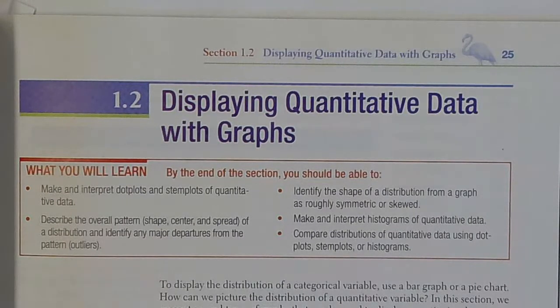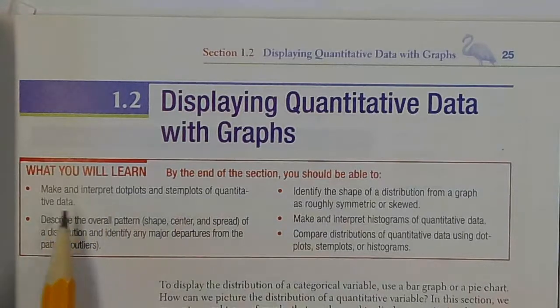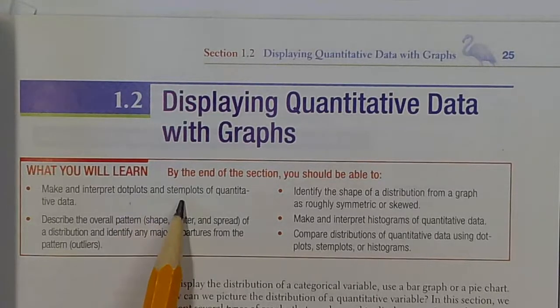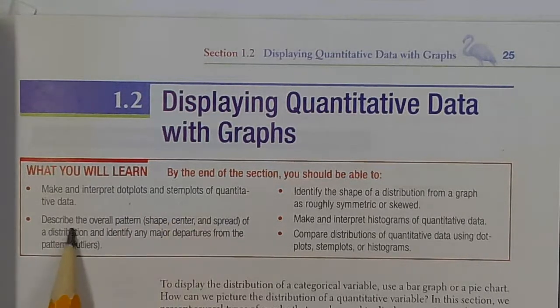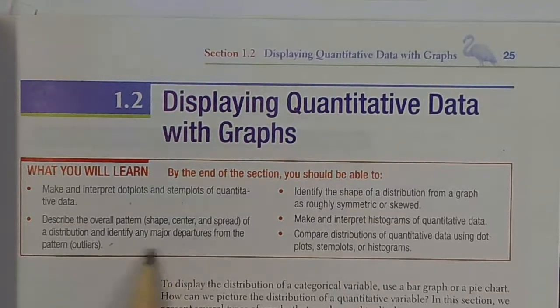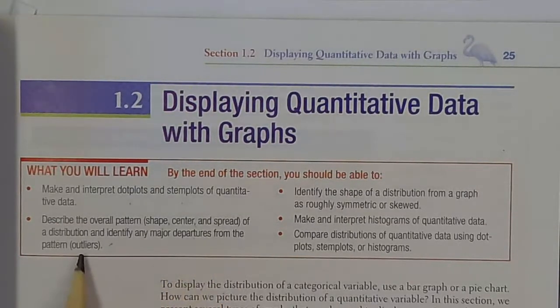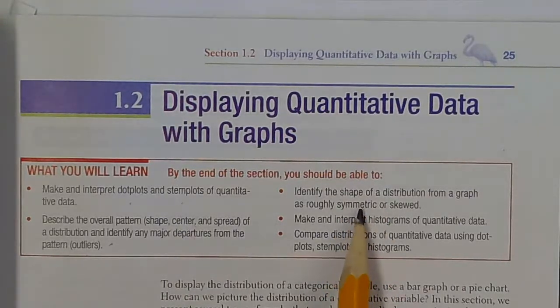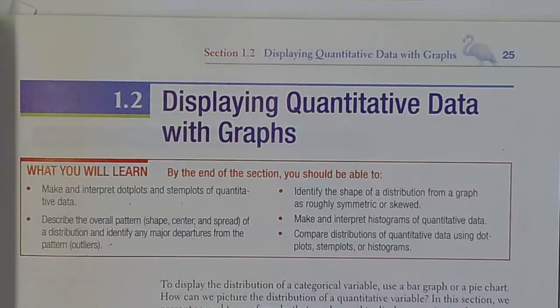All right, so today we're going to be working on these learning targets: make and interpret dot plots. We've actually had some experience with that with the pilot activity. Stem plots, we might not get to that today. We're going to work quite a bit on describing the overall pattern, shape, center, and spread of a distribution, and identifying any major departures from the pattern, called an outlier. And then we'll also get to some specific terms for shapes of a distribution. Skewed is a phrase we'll use, and roughly symmetric is a word we'll use.